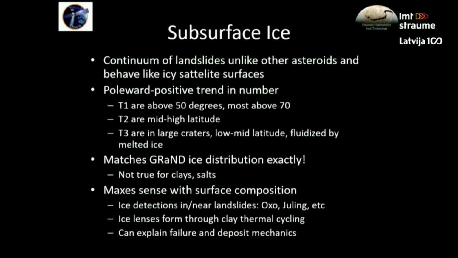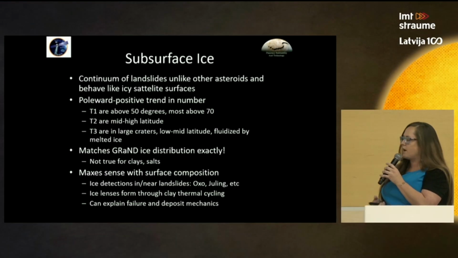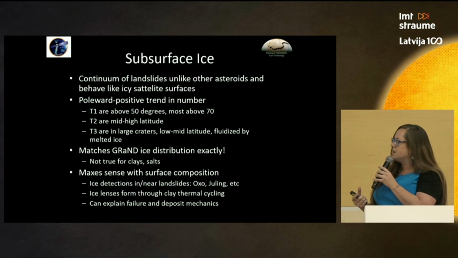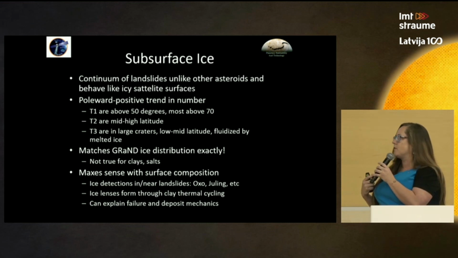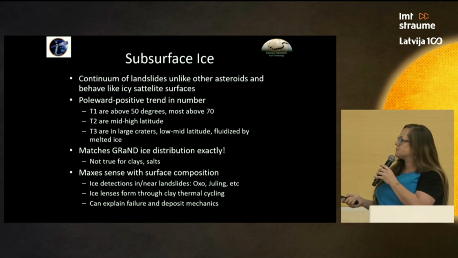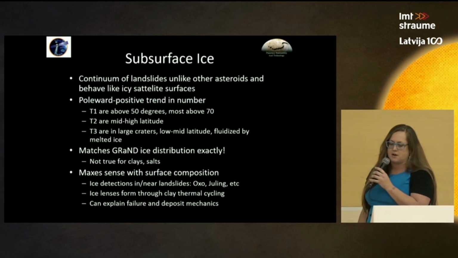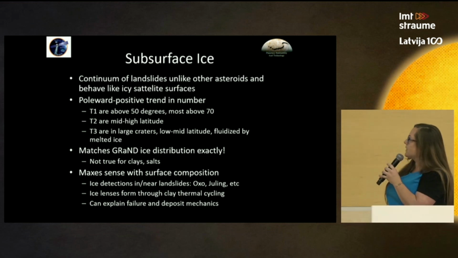So if we take all of the dynamics of the landslides together with the composition data, we think we have a pretty good story that the thermal cycling or the types of clays that we see might be why we have these globally distributed type 2 landslides, but we have the type 1s at the poles that are more related to actually ice failing all the way to depth. It matches some of the Grand data, and makes sense with the surface composition. So that's what we're thinking. So I'll leave it there.